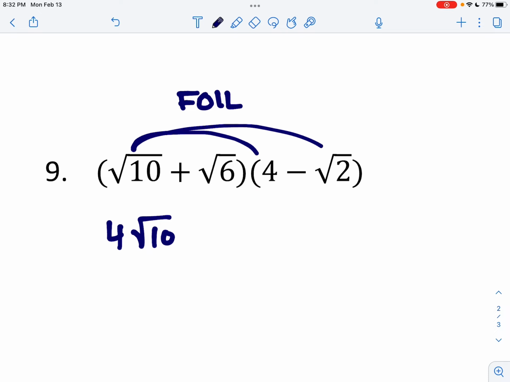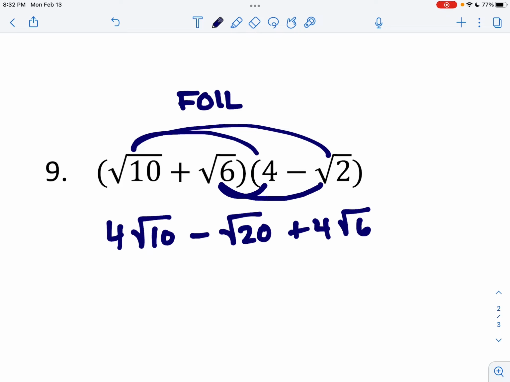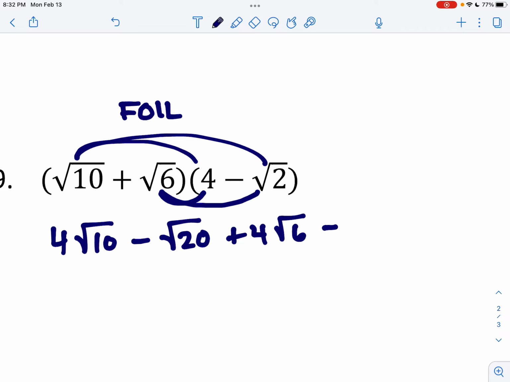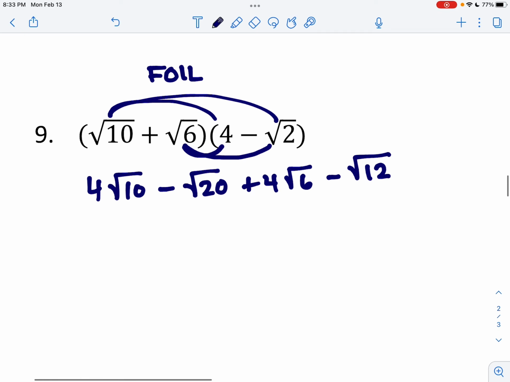plus your outside terms is going to be negative 2 times negative radical 2 times radical 10 is minus radical 20. Inside terms is plus 4 radical 6, and then radical 6 times radical 2 is minus radical 12. See if there's anything that we can simplify out of all of those radicals, and/or if we can put together any that are like radicals.